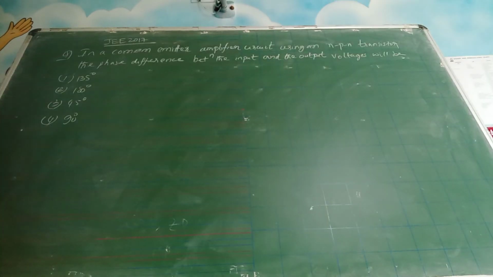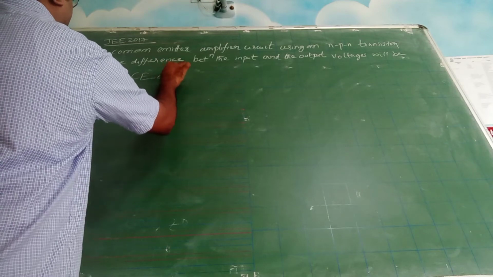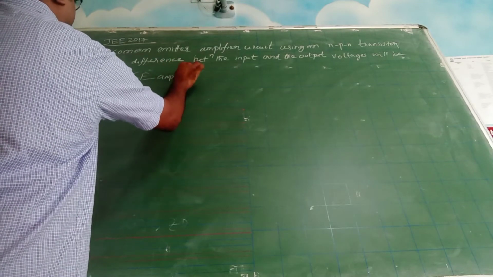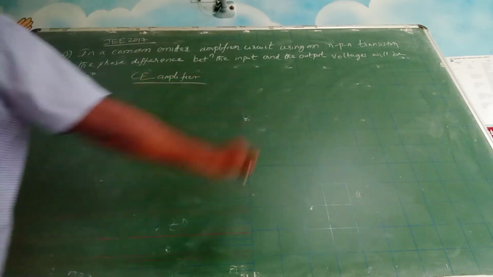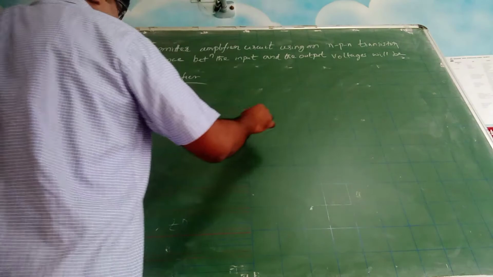Yeah. Let us see this question. In a common emitter amplifier circuit using an NPN transistor, the phase difference between the input and the output voltages will be. Many times this is asked. It was asked in 2017 JE also. It is also called CE amplifier. You come across this term CE amplifier. It is common emitter amplifier. Okay. So let us draw the circuit diagram for this.